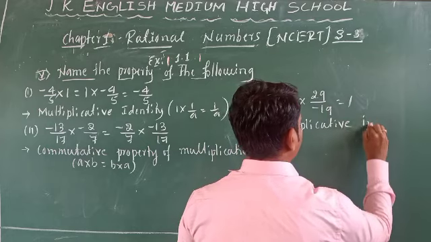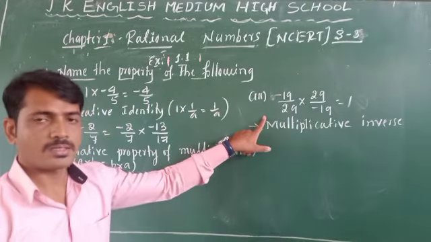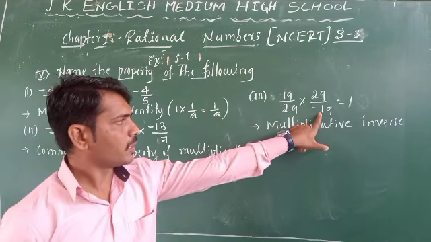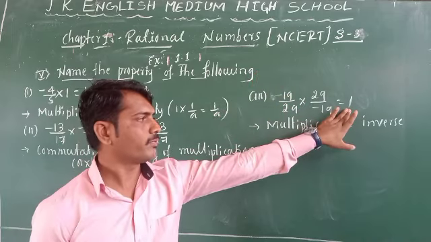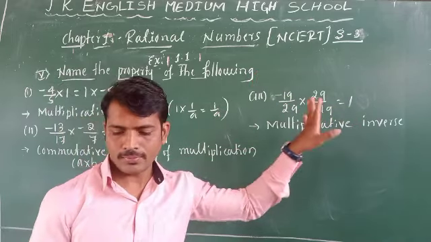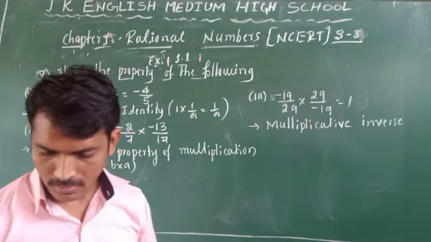Multiplicative inverse. Understanding? Multiplicative inverse is nothing but the numerator will come to the denominator, and the denominator will go to the numerator. If we cancel these two, what will we get? We get the answer as 1. That's why this is the multiplicative inverse. Cleared? Okay.